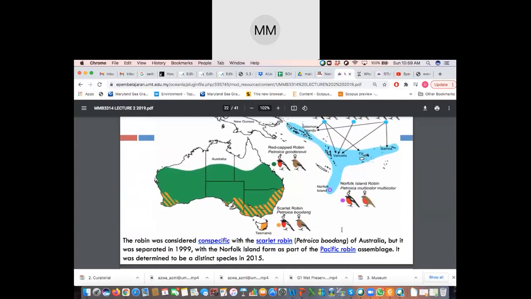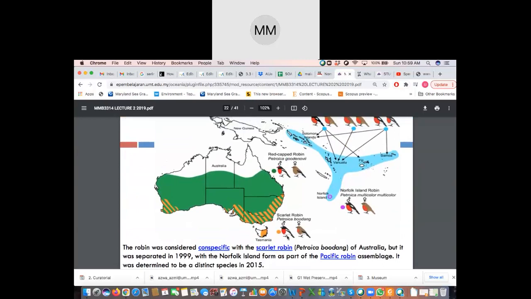A very good example here is the robins, initially from the mainland of Australia. Once they went into the smaller islands, they formed their own species. The robins were considered conspecific. When we use the term conspecific, it means they are of the same species. So the robins were once considered the same species as the scarlet robin of Australia, but it was separated in 1999 with Norfolk Island.